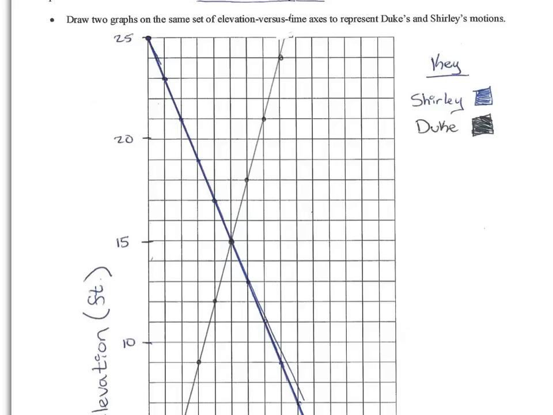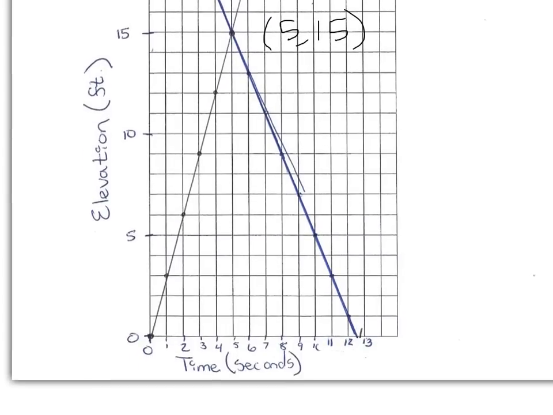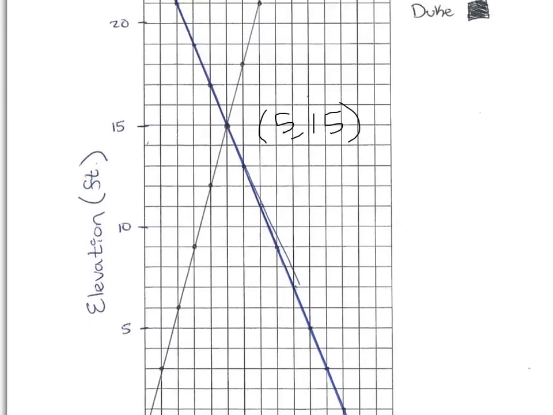We can see that that point is (5, 15). So for number 1, the point is (5, 15). Again, 5 for the 5 seconds and 15 for the height.